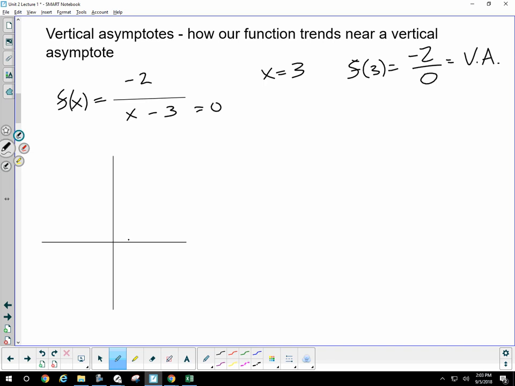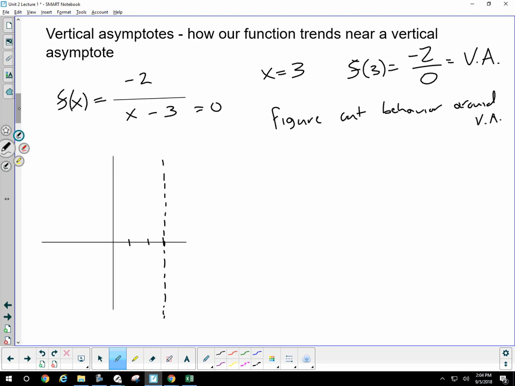So we know that at 1, 2, 3, I have this dotted line, and my function is going to be approaching. Now, what we need to try to figure out is how. Is it going to go up to the left and down to the right? Are we going to go down to the left and up to the right? Are we going in both directions in some way, or the same direction in a specific way? So our goal is to figure out the behavior around this vertical asymptote.